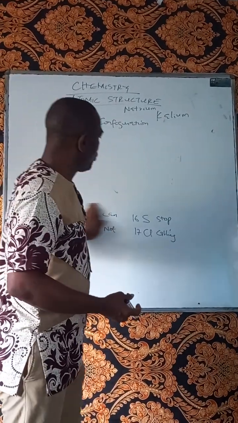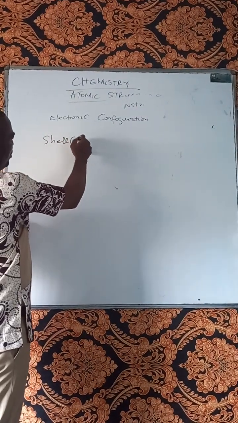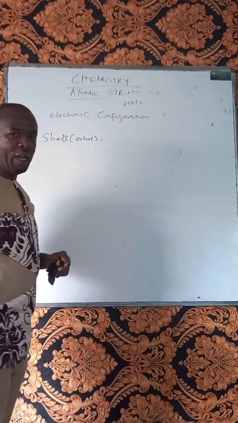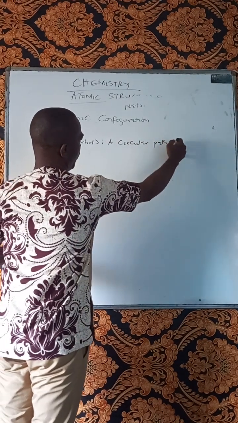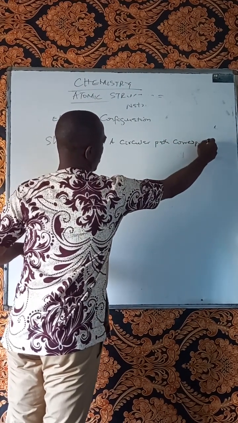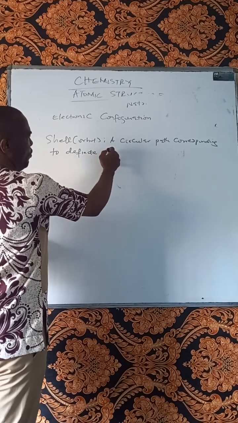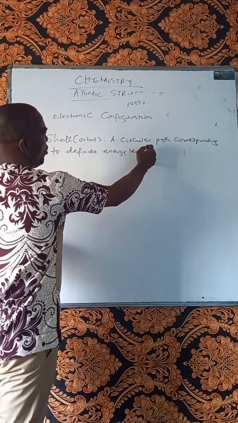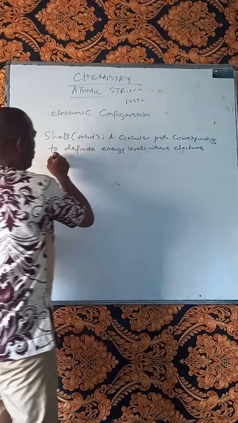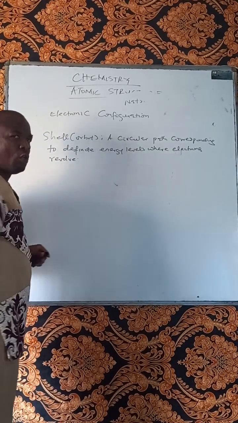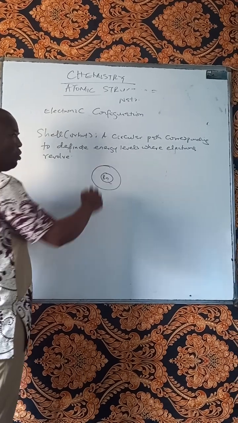We now go back to shells. We mentioned shell. The word shell or orbit is defined as a circular path corresponding to definite energy levels where electrons revolve. So that is shell for you. If I have the nucleus with protons and neutrons, the circular path around the nucleus is the shell.